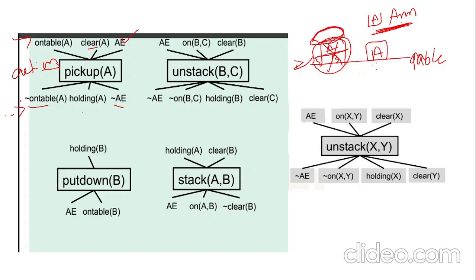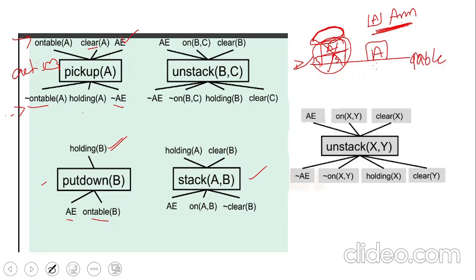Similarly, put down B. Put down B means we are having the arm is holding B. That is the requirement, and it is then put on the table. So arm is empty, now the B is on the table. Now we are not having any negative effects, both are the positive effects. Arm empty, on table B, the requirement is the holding B.